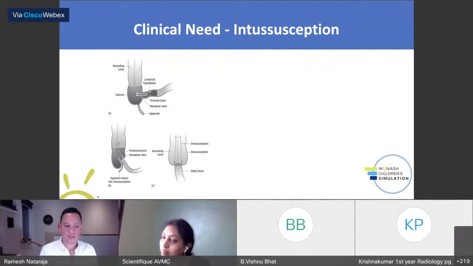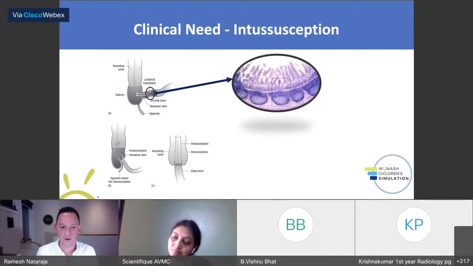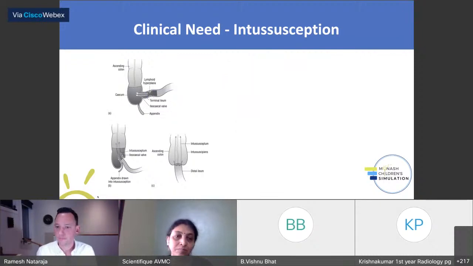Now, for intussusception, for those who don't know, the majority are idiopathic, although they can be pathological as well, where you get little swellings of lymphoid hyperplasia within the bowel. The bowel then intussuscepts within itself, and it then blocks off its own blood supply, and you can get bowel necrosis and death potentially. And these are the little hypertrophied fibers.